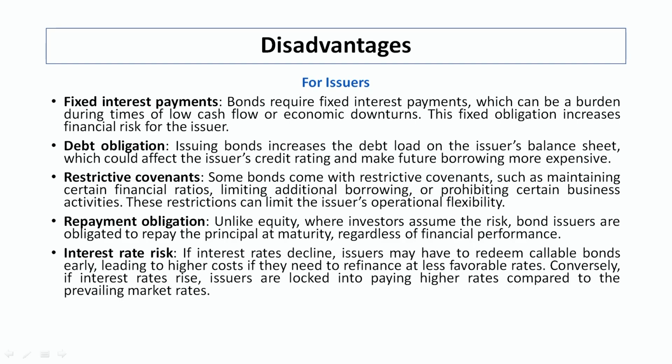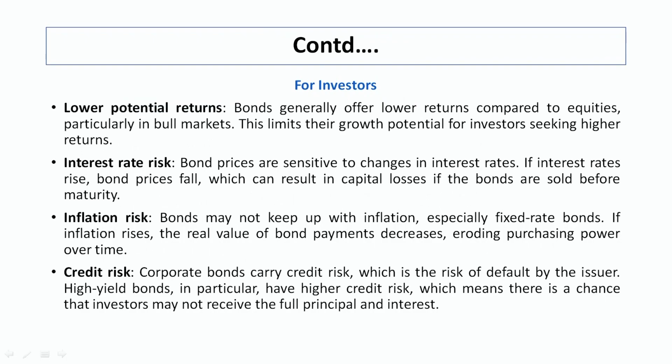So, interest rate risk: if interest rates decline, issuers have to redeem callable bonds early, leading to higher cost if they need to refinance at less favorable rates. Conversely, if interest rates rise, issuers are locked into paying a higher interest rate compared to the prevailing market rate. This particular interest rate risk is applicable in the case of floating bonds, where the interest rate is floating according to the market situation. Then what are the disadvantages for the investors?